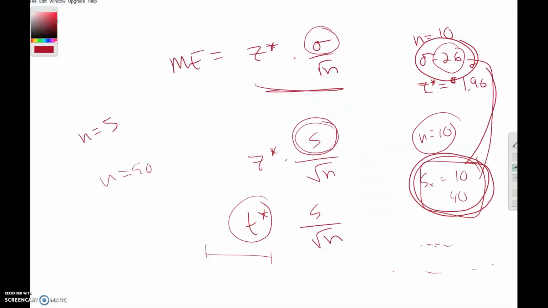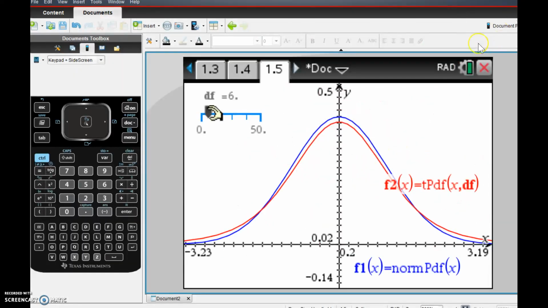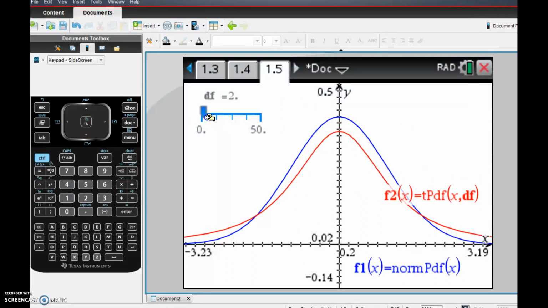Because as your sample size gets bigger, if you take samples of size 50, now your S is a really good estimator for your population standard deviation. So this t curve doesn't need to be very different from the normal model. But in general, it's shorter in the middle, so there's less area in the middle and more area in the tails.